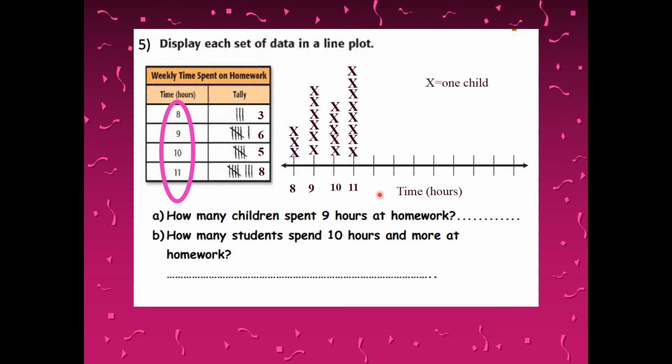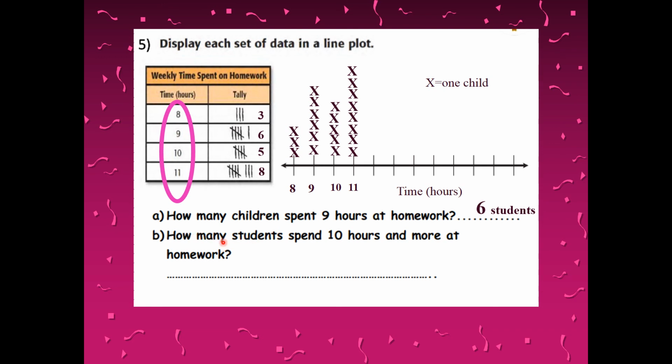Okay, let's solve the first question here. How many children spend 9 hours on homework? How many spend 9? We're gonna count how many x's. 1, 2, 3, 4, 5, 6. It will be 6 students.